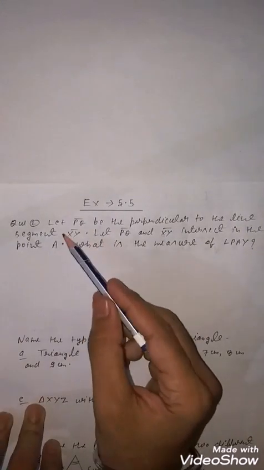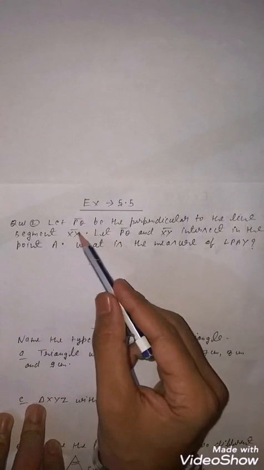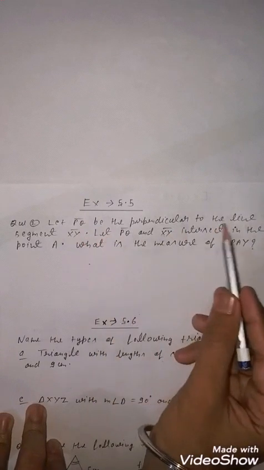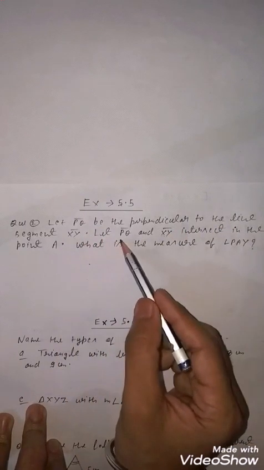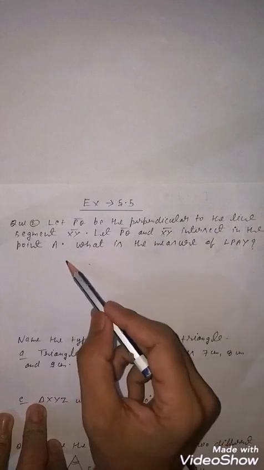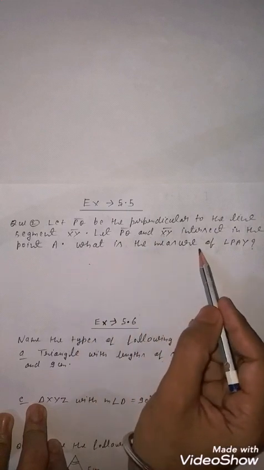Now students, come on, exercise 5.5, question number 2. The first is very easy; the second I am explaining. Let PQ be the perpendicular to the line segment XY. Let PQ and XY intersect at the point A. What is the measure of angle PAY?